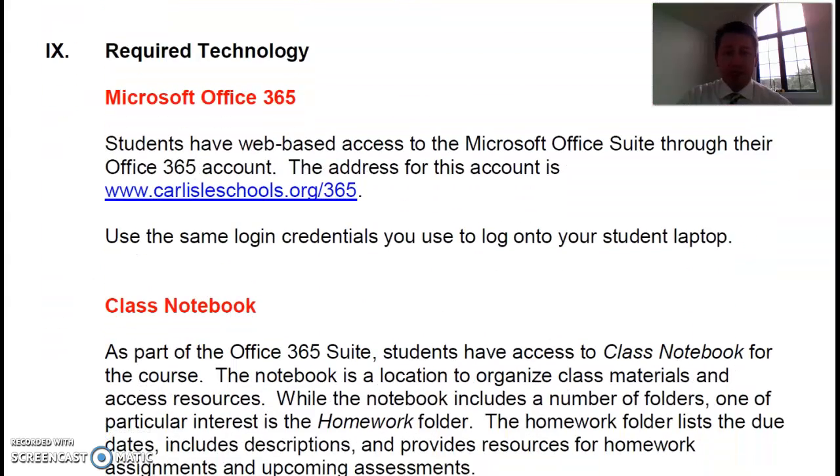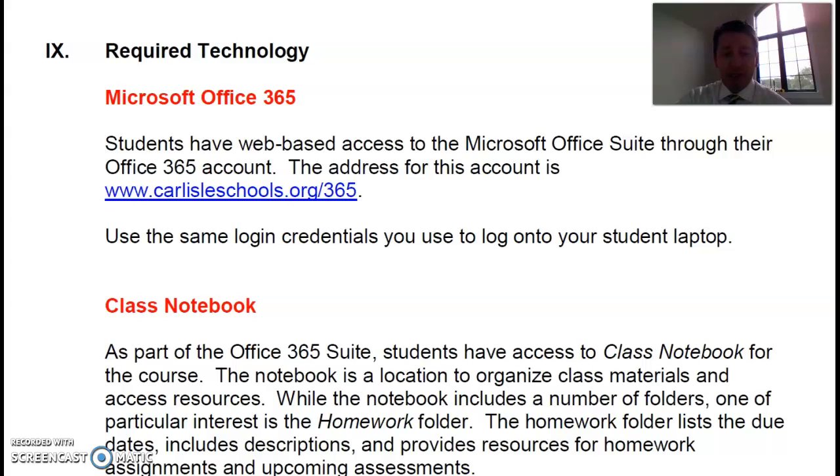As far as technology, we use the Microsoft Office 365 suite quite frequently, and this in fact is where students' school email is housed, and it's where they get access to all of the Microsoft programs. There's an account that's been purchased for each student in the district, and the direct address is www.carlisleschools.org/365. Of course, once students log in once, they can certainly bookmark this for easier access.